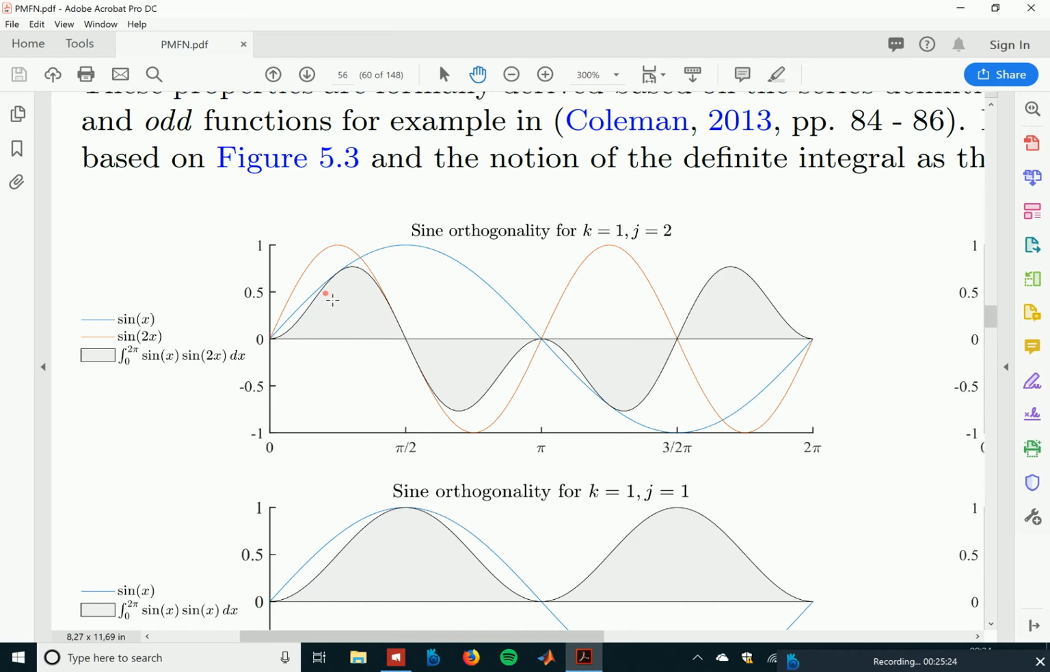So if you do the product, you get this third function here. I made the area between the x-axis and the function grayish. And if you look at it with a little bit of fantasy, you see that this and this and this and this cancel each other out, so you get 0 for the integral.